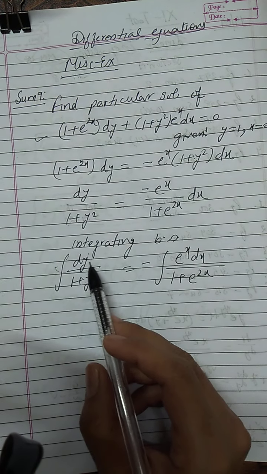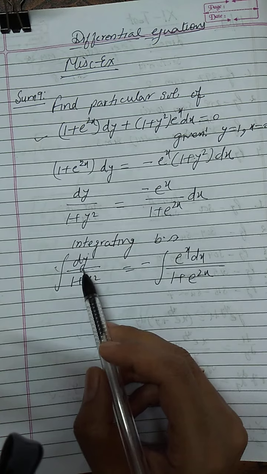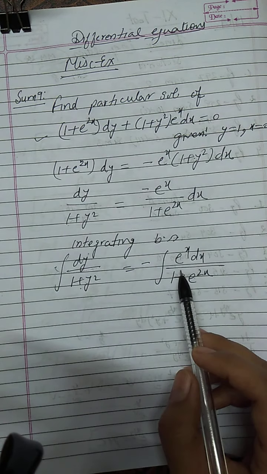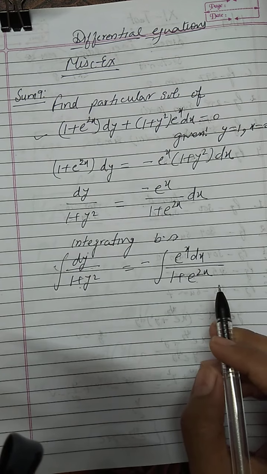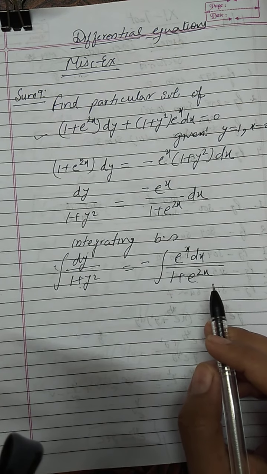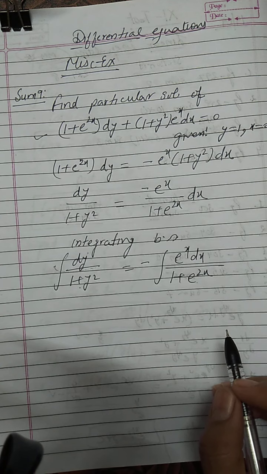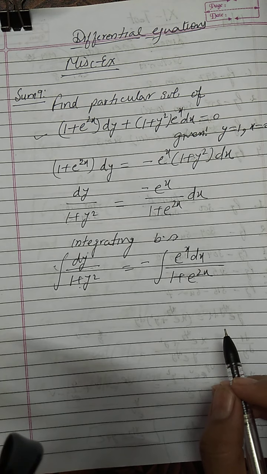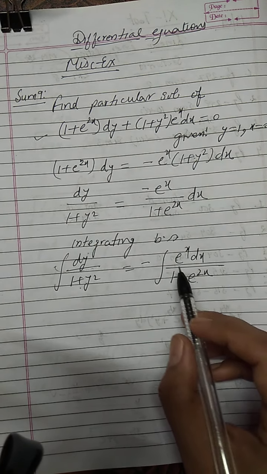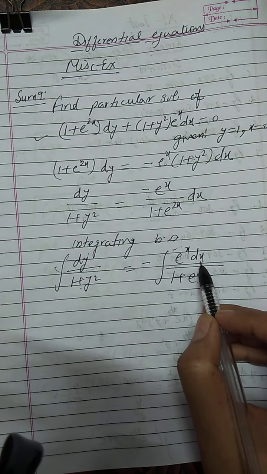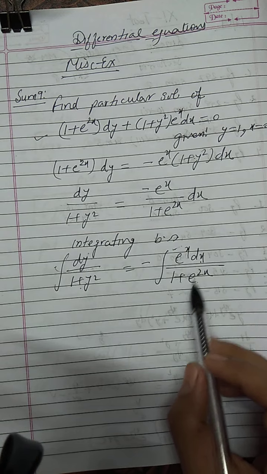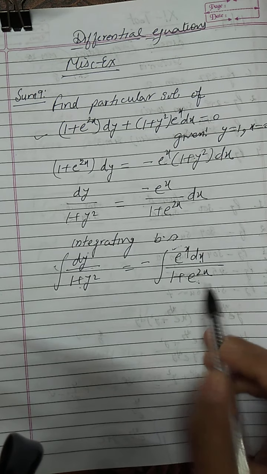Now this is directly a formula we apply. It will be tan inverse y on this side. On the other side, we have e^x over 1 + e^(2x). We know that e^x, the exponential function, does not change under differentiation as well as integration. So e^x is in the numerator along with the differential coefficient, and e^(2x) we have in the denominator.